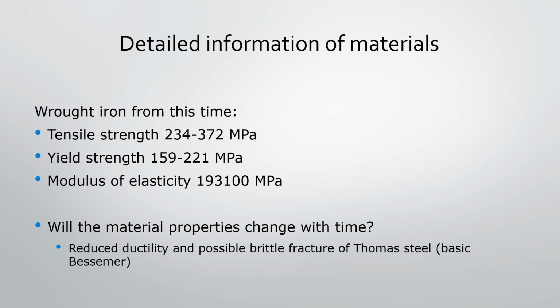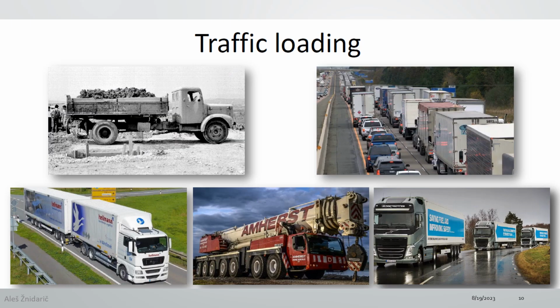Another important question when assessing an existing structure will also be the material properties changing with time. For example, it is said that so-called Thomas steel, which is a bismuth steel, can experience reduced ductility and, as a result, an increased possibility of brittle fracture. The actual loading on the bridge now has to be established for our assessment calculations.